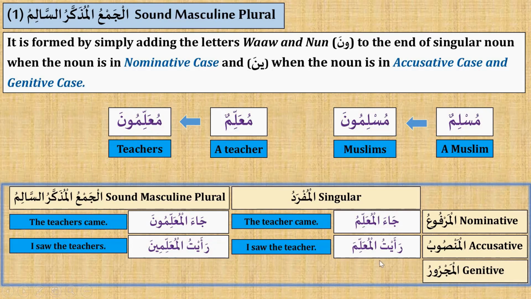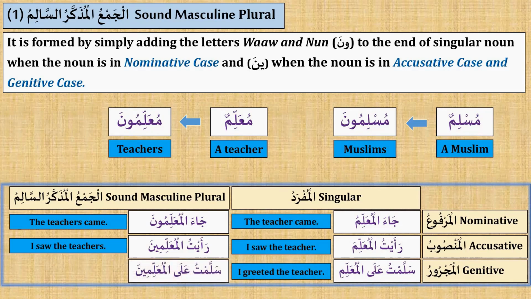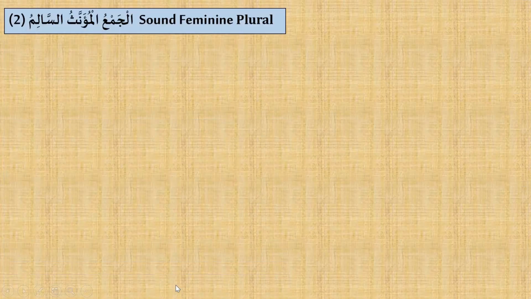The third case, Al-Majur genitive case. سلمت على المعلم, I greeted the teacher. In this case, the plural also must be سلمت على المعلمين, I greeted the teachers. In both cases, it must end with ya and nun. The next one is Al-Jam'u Al-Mu'annath As-Salim, sound feminine plural.